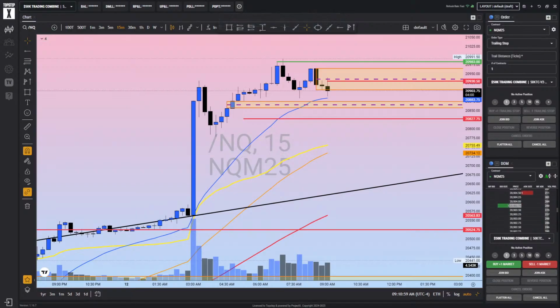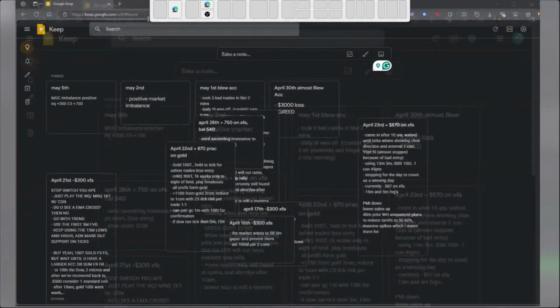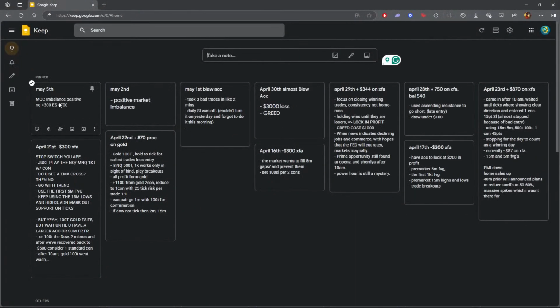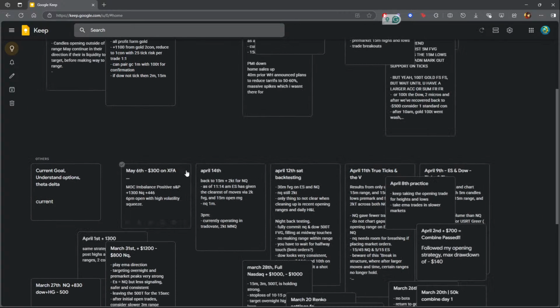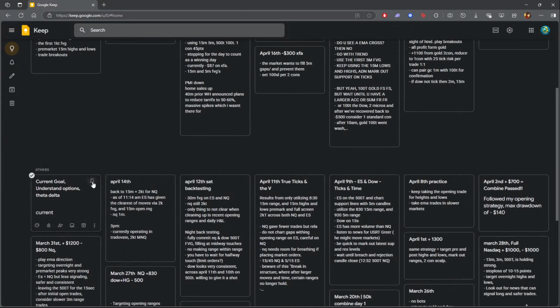But in this regard, we said we're going to hop into our previous notes and the news. The last thing we were tracking were the market on close balances. And when did we blow our account? May 1st. May 9th review. Let's also pin these up here, but just bring them up so we can hold on to them.